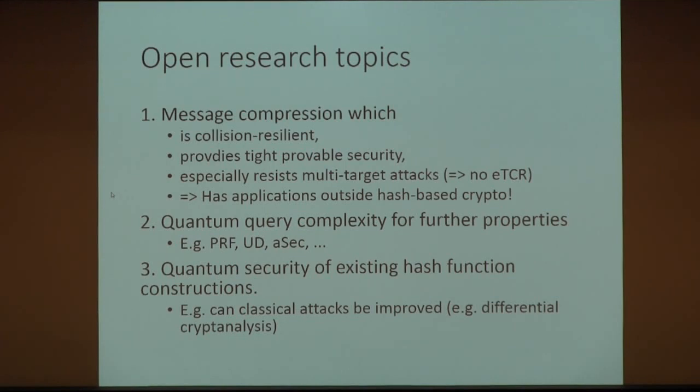The next thing would be the quantum query complexity for further properties. So as I said, for PRF and the undetectability, we so far only conjectured the security level, or took it from some other paper that actually also didn't give a formal proof of this. There are more properties like always-sec and everywhere-sec and so on. So that might be interesting to look at.